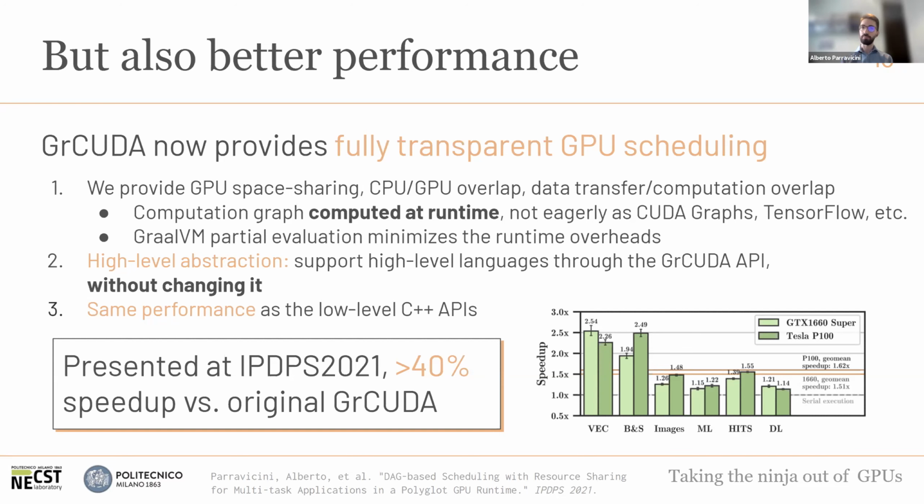You can just take your existing GrCUDA code, and you will get better performance. We will see in the demo and also in our paper how, thanks to all these optimizations, it is possible to get often more than 40% better performance.